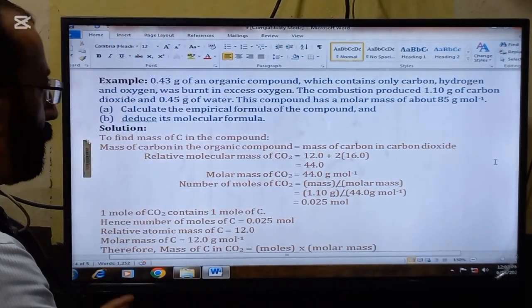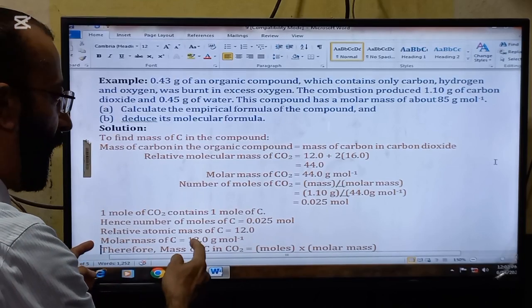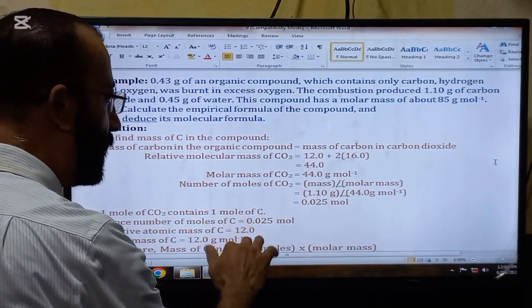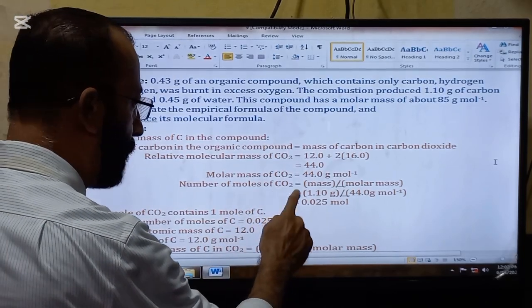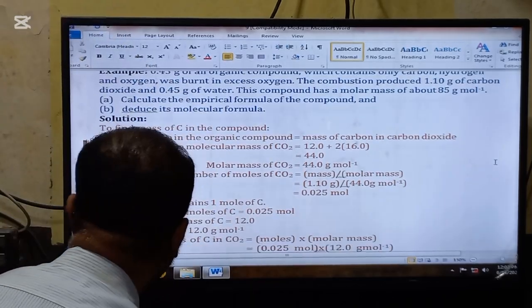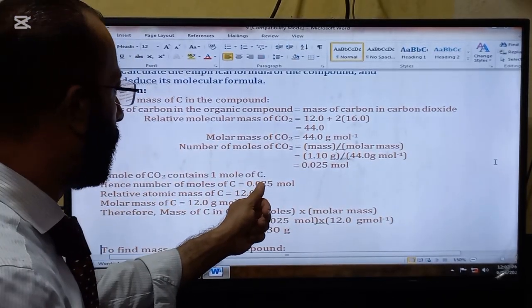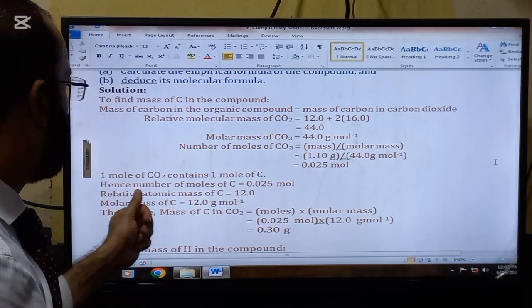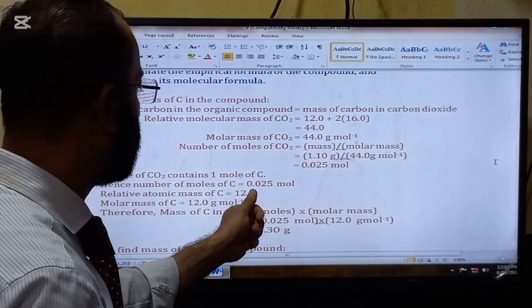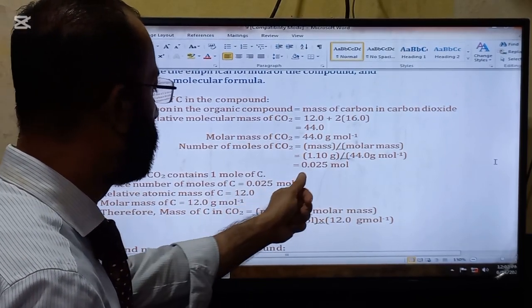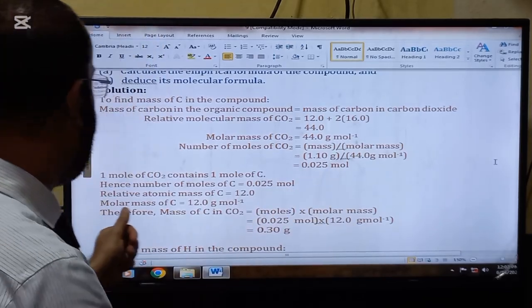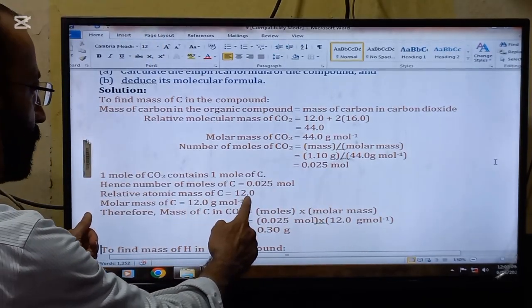So now we will find the percentage mass of the carbon in carbon dioxide. So look now, 1 mole of carbon dioxide contains 1 mole of carbon. Hence, the number of moles of carbon is 0.025. So this is the thing. Relative mass of the carbon is 12.